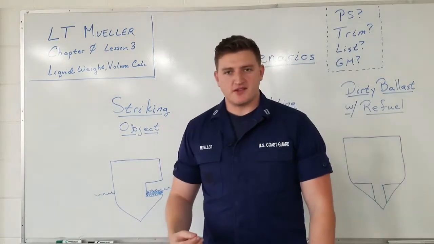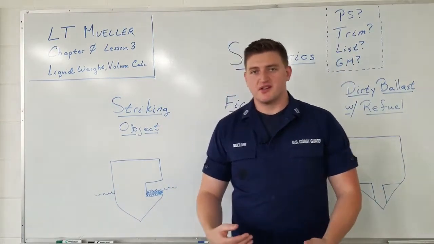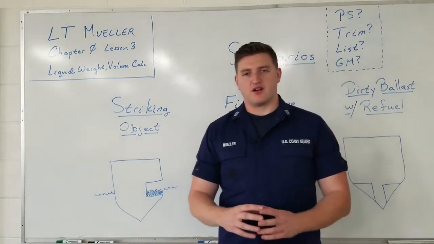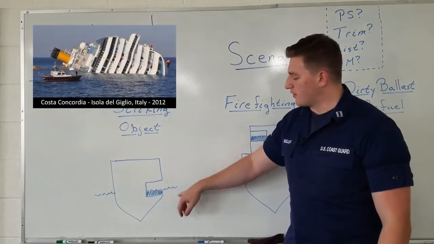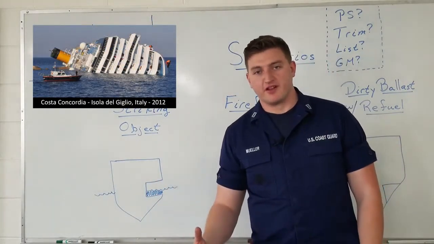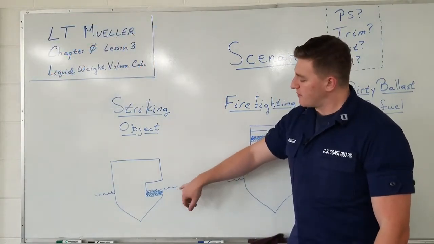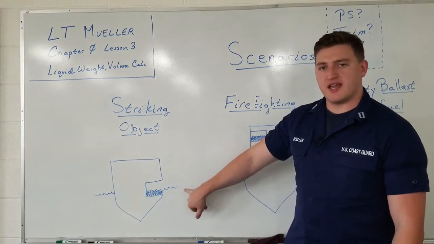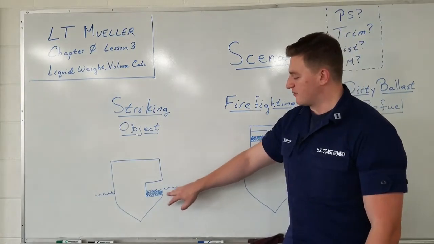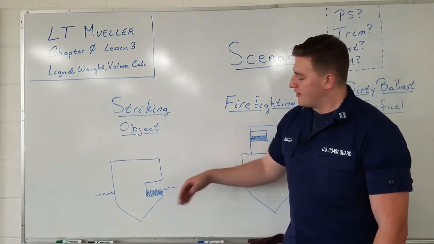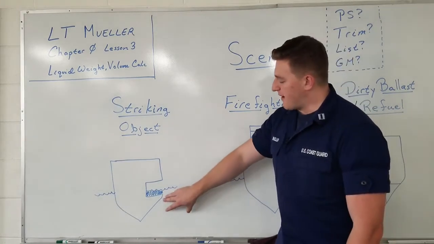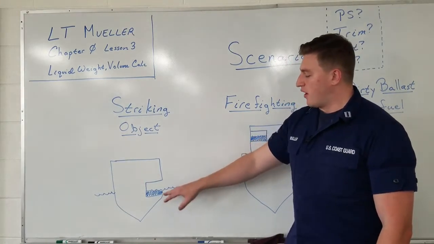Typically, when a vessel strikes an object, this object is submerged, so it's below the waterline. So you're going to have a large tear underneath the waterline, so seawater is going to be flooding in. How much seawater is going to be coming in? We're going to learn about the free surface effect and the free communication effect in this scenario later on in Chapter 5. However, just start thinking about the amount of weight that we're adding due to all this salt water.